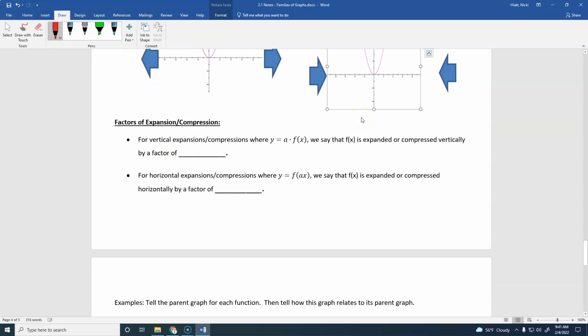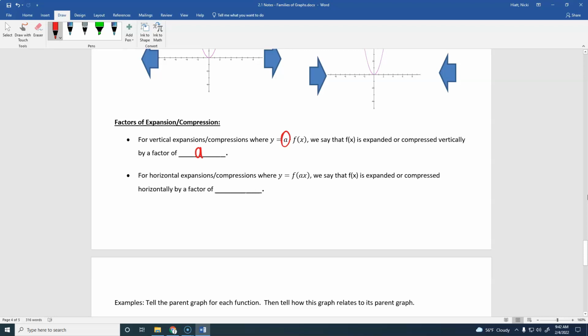Factors are important here, and this is what I had wrong whenever I was trying to do my table, and it went terribly wrong. So, for vertical expansions or compressions, this is whenever our number is on the outside of the parentheses. We say that f is expanded or compressed vertically by a factor of whatever number is there. So if it was a 7, it'd be expanded by a factor of 7. If it is a compression, it would be compressed by a factor of 1/2 or whatever. So it's just whatever number you have there.